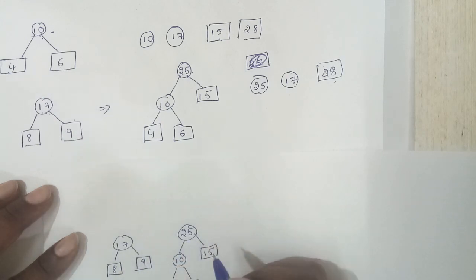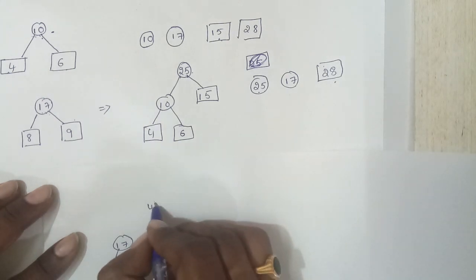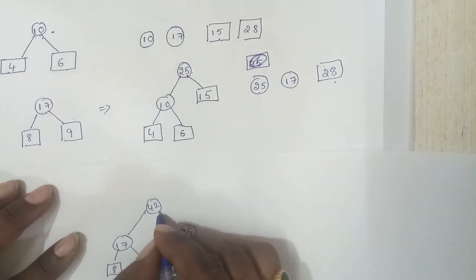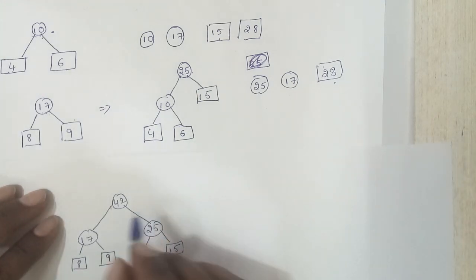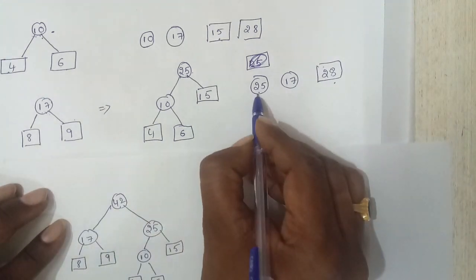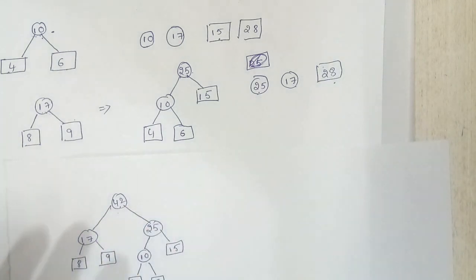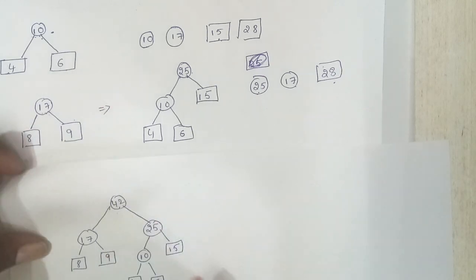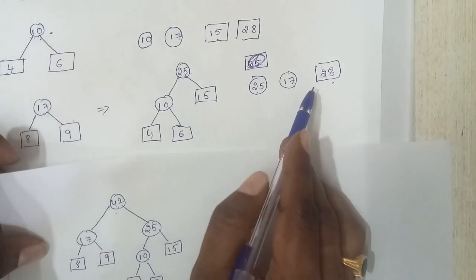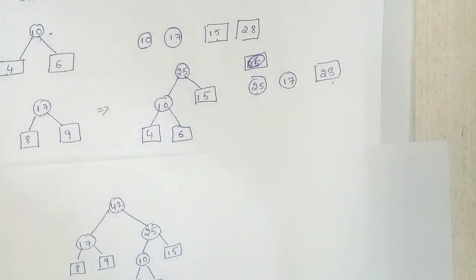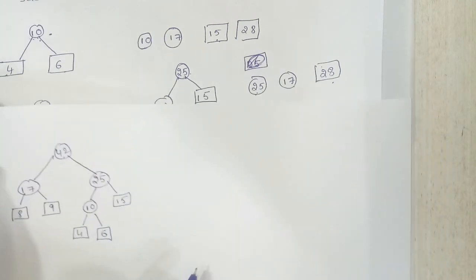Now 25 and 17, that is 42. Now we have 42, and 25 and 17 are completed. Now we have 42 and 28, only two. Simply add 28 to the 42. Observe, among these two, the smaller value is placed on the left hand side, and the larger value is placed on the right hand side.